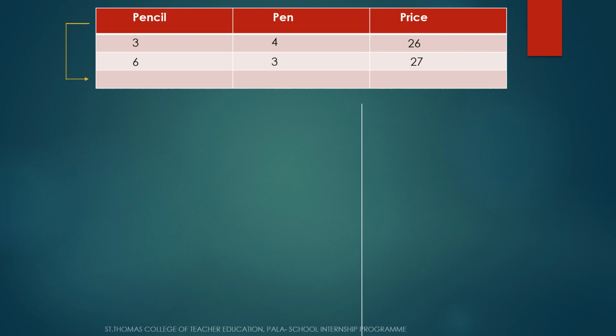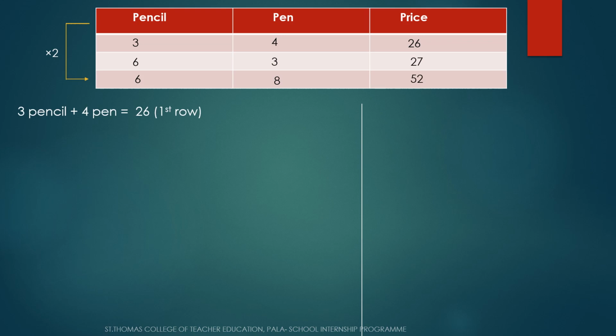By which operation? Very good. If you multiply 3 into 2, we get 6. So if we multiply 3 into 2, what we get? 6. If we multiply 4 into 2, what we get? 8. If we multiply 26 into 2, what we get? 52, isn't it? So let's think once again.